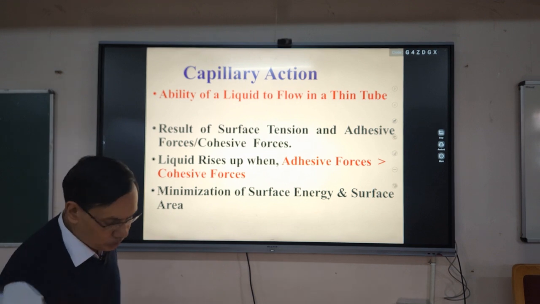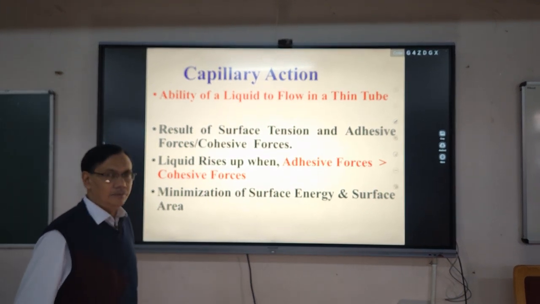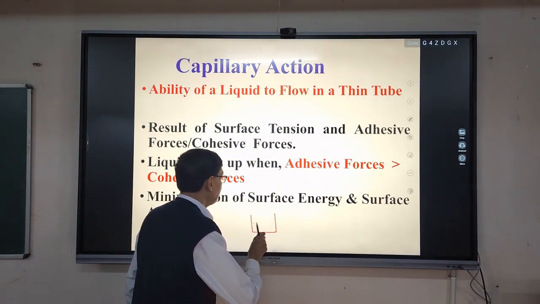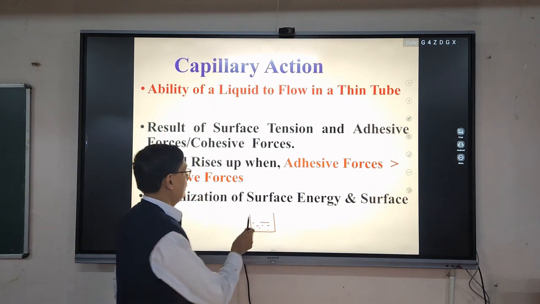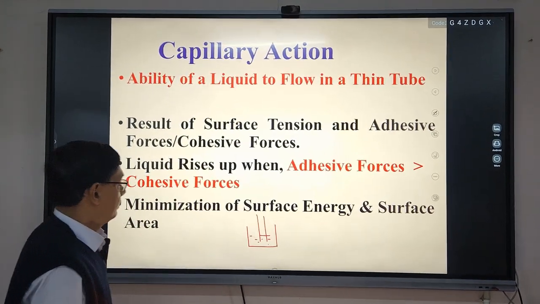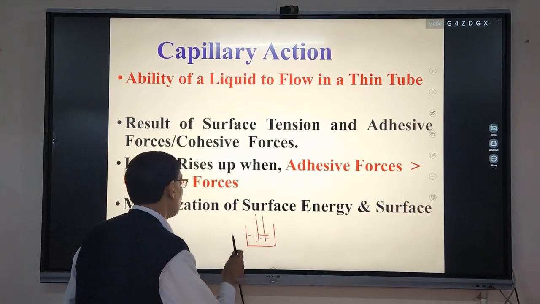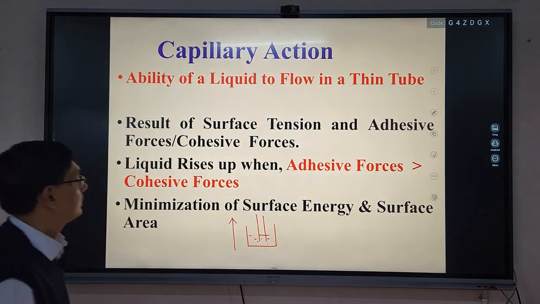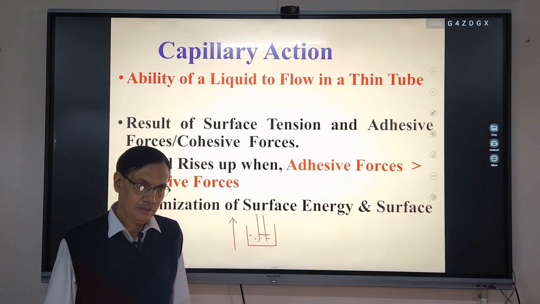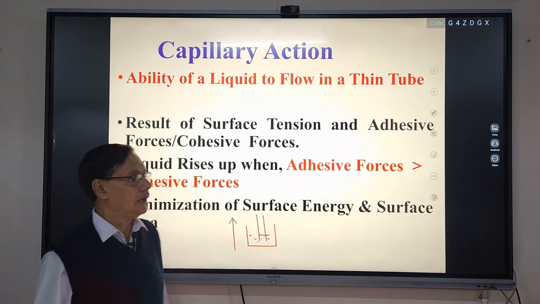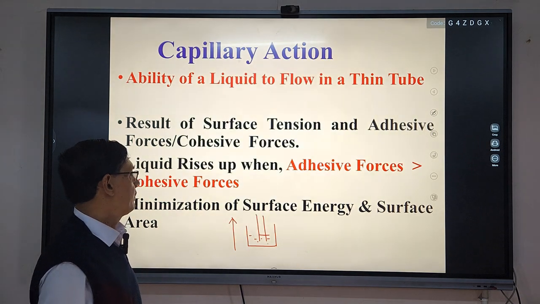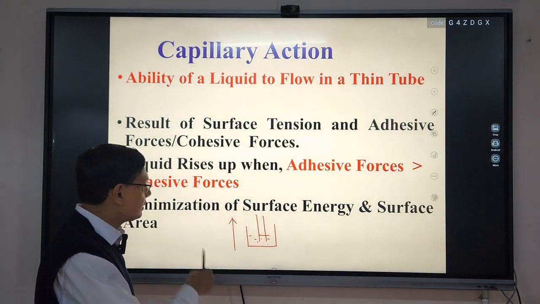And now if you want to understand the capillary action, it is just if I take a pot and put a thin tube, so there is a flow of liquid, and this is basically called the capillary action. And the Laplace and Young equation is based on this capillary action, and this is called the curved surface.